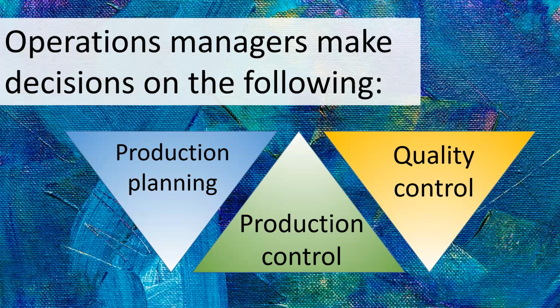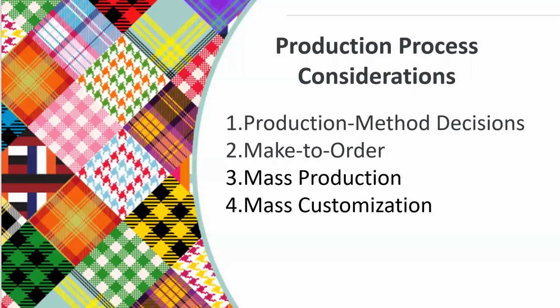Okay. So a lot of times the way that companies strategize in making the product, and how operation management becomes a little bit more exciting, is to make sure that we have four major strategies. Production process, which has a lot of considerations. Production methodology decisions, where we look at the product method and the decision thereof. Make to order products, mass production, and mass customization.